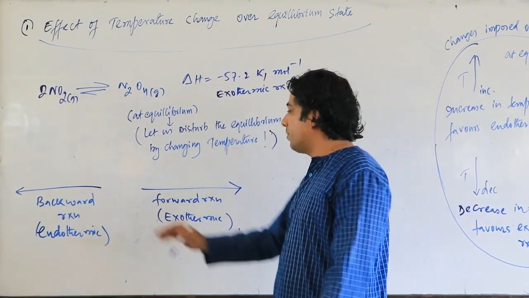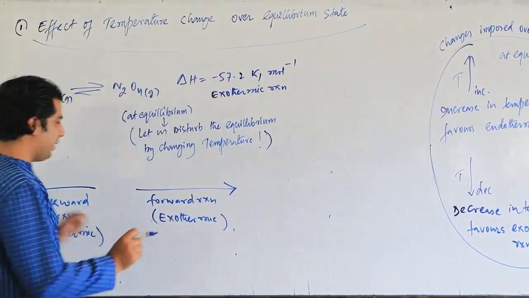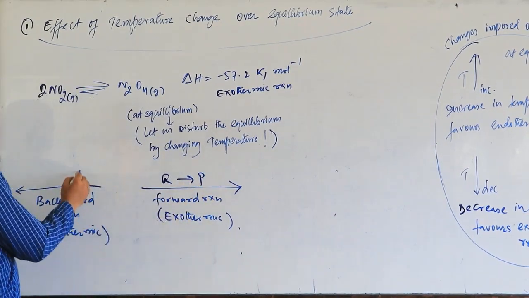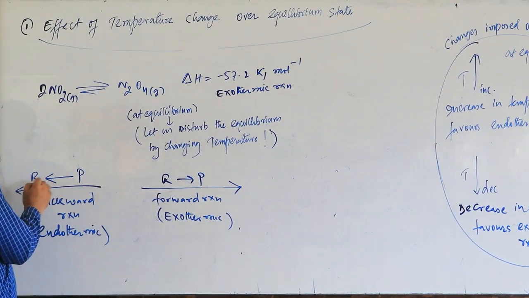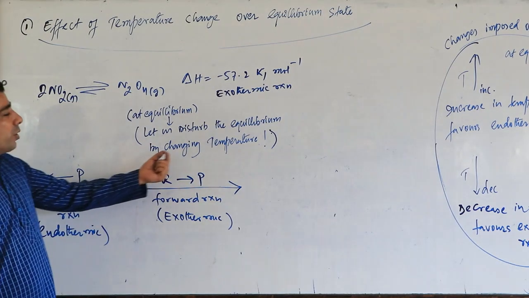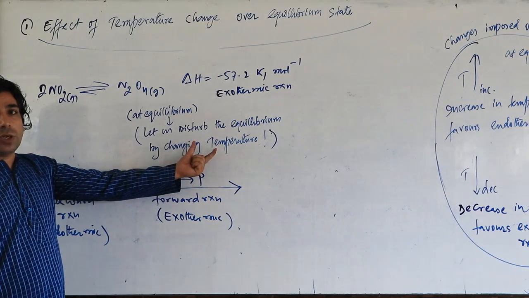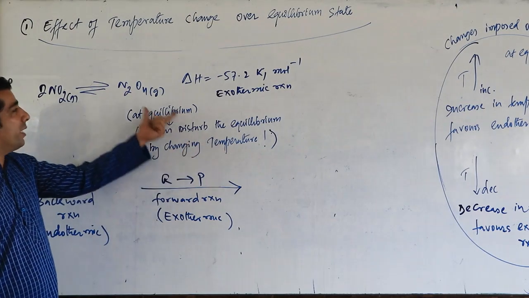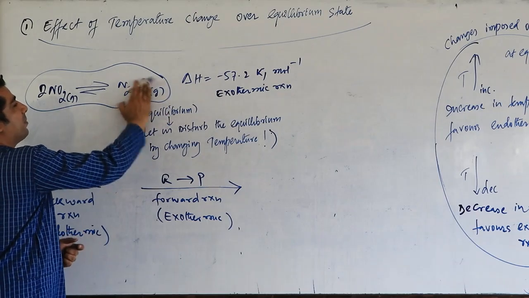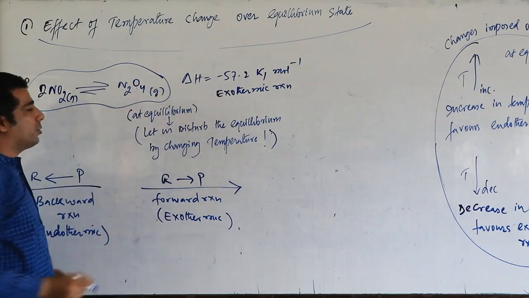Okay? So this is our reaction. What will happen in the forward reaction? Reactants will change into product, and in the backward reaction, products will change into the reactant. This is how it is happening, my dear friends. So we want to have a look at what will be the effect of temperature over the equilibrium of this chemical reaction, my dear friends. So let's have a look.